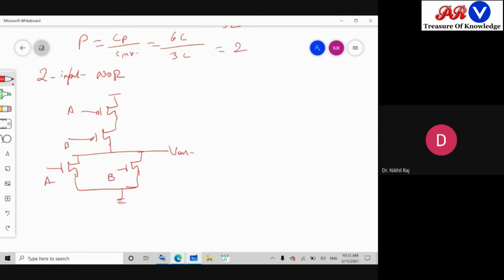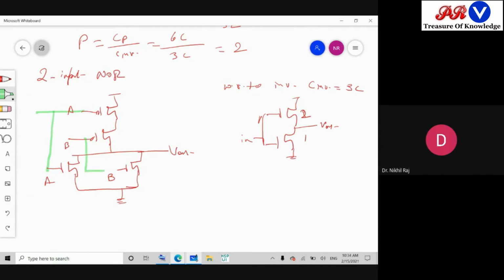Okay? So we are sizing this NOR gate with respect to an inverter whose CINV is 3C, or whose dimensions are given by 2 by 1. This is 2 by 1. Shorted single input is there. So now this A and this A can be shorted together, this B and this B can be shorted together.